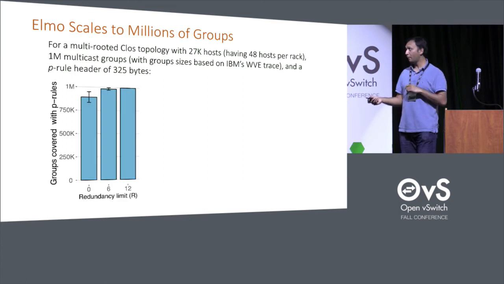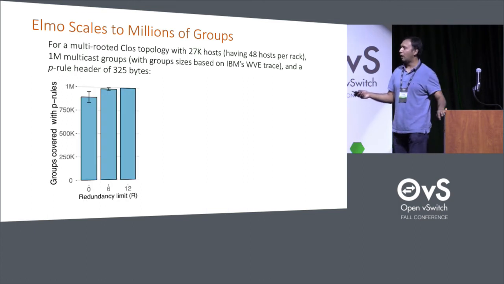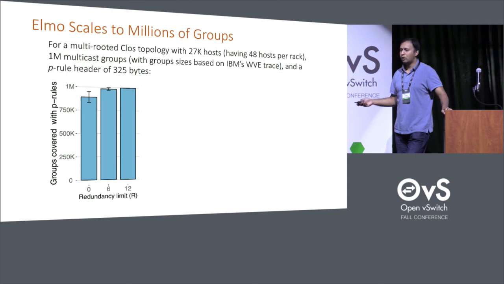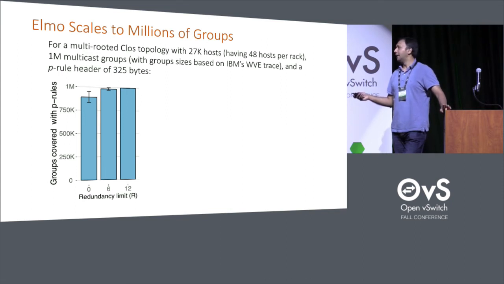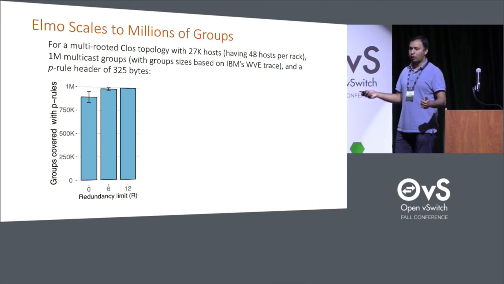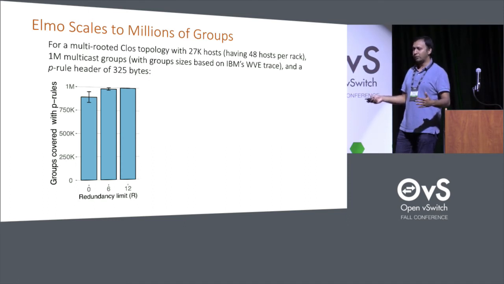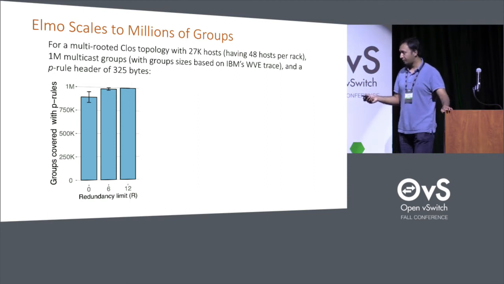With that, what we found was that if we don't allow any extra transmissions, that means we don't allow any sharing of the bitmap, we can support around 89% of the groups by just using P rules. We are not using any default rule at this time. But if we relax this constraint and allow 12 extra transmissions per P rule, per bitmap, then we can support 99% of the groups by just using P rules.